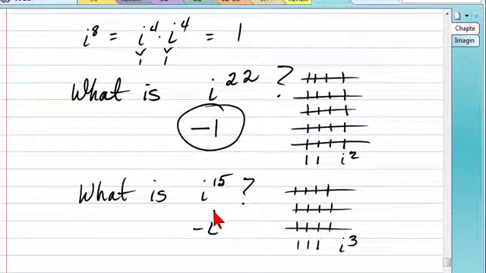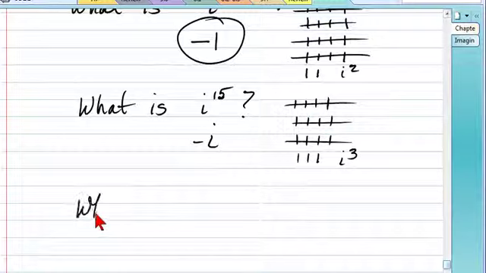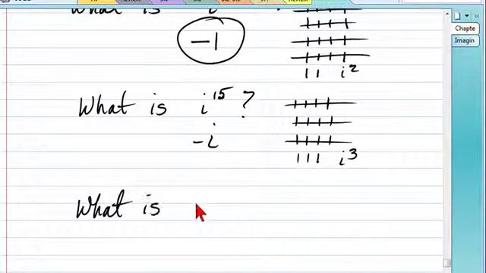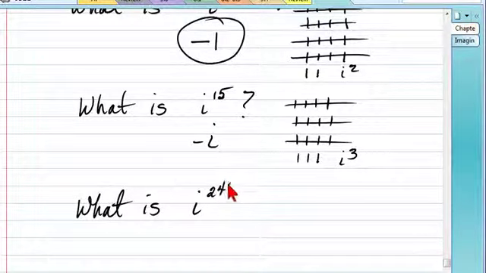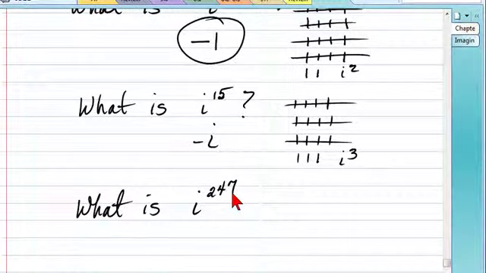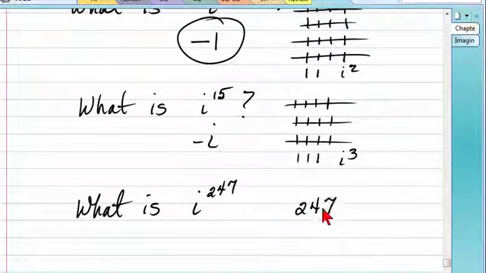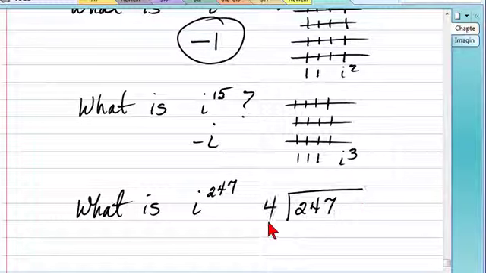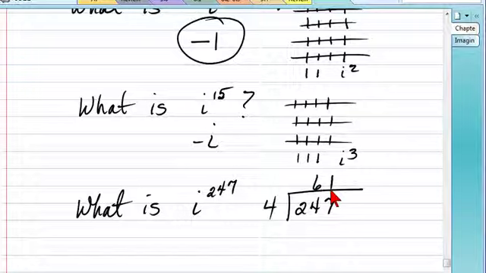Now, if I ask you, what is I to the 247th power? I do not want to go 1, 2, 3, 4, 5, 6. I don't want to do it. So, what you said about the groups of 4 was perfect. What I'm going to take is 247 and see how many groups of 4 are in it. Okay? All right, there are 61 groups.